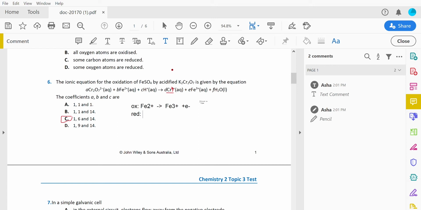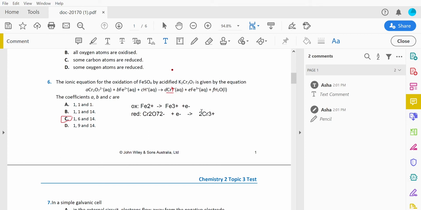Our reduction reaction is going to be our dichromate, and that's going to be 2 negative. So we've got our dichromate, 2 negative, plus electrons on the reactant side, because it's a gain of electrons, reduction, and we are going to produce our Cr3+ ion. I'm not putting states in here just because it's tricky to write this all out, but you should be putting states in. So I have my chromium 3 ion, I have my dichromate. Is the chromium balanced? No, I've got 2 here, I've just got 1 here, so I need 2 of these.